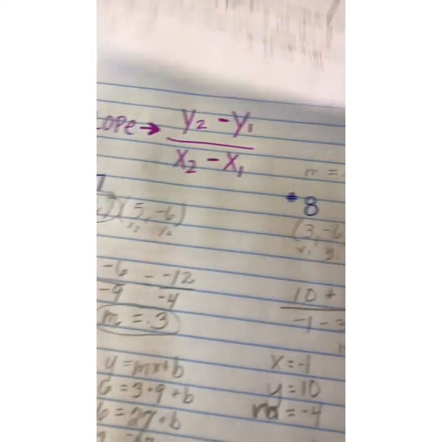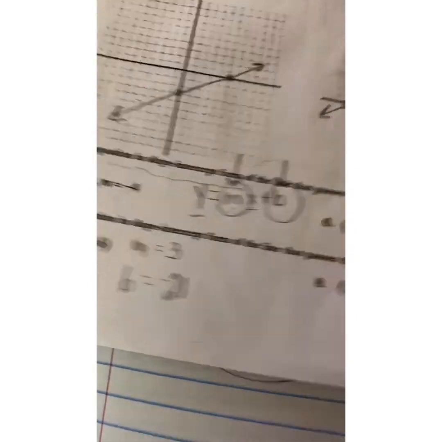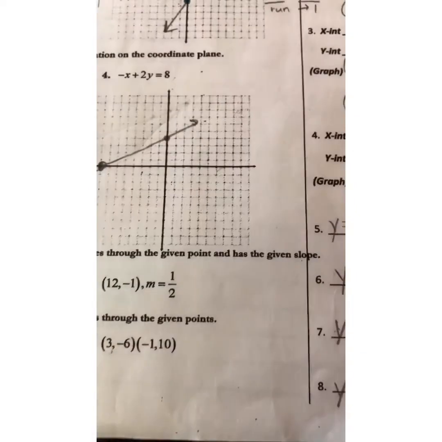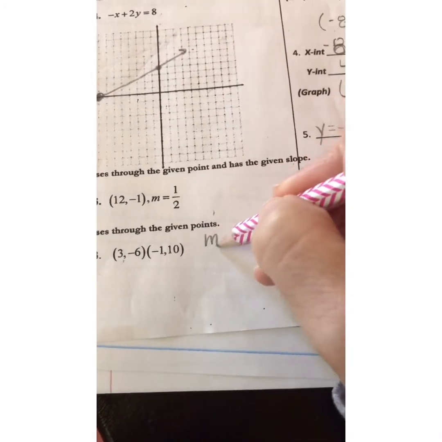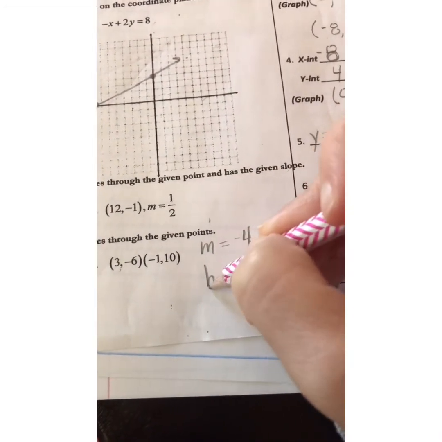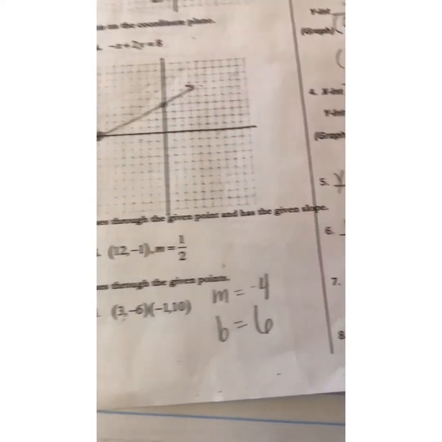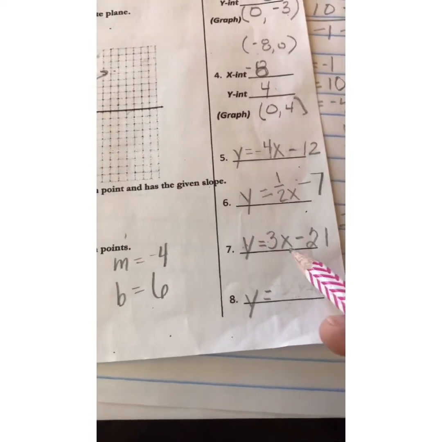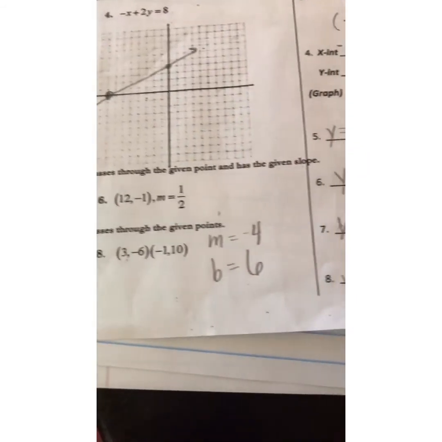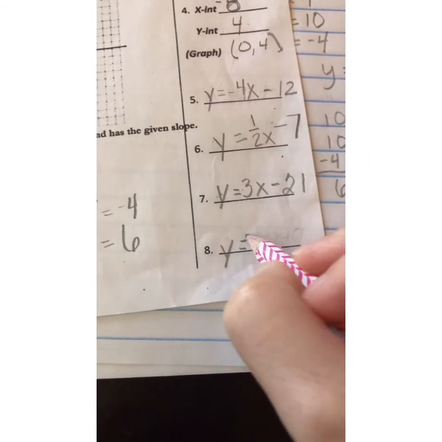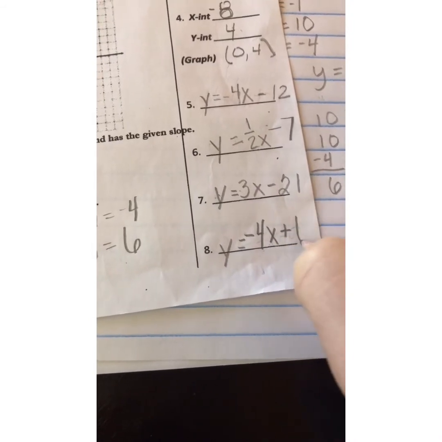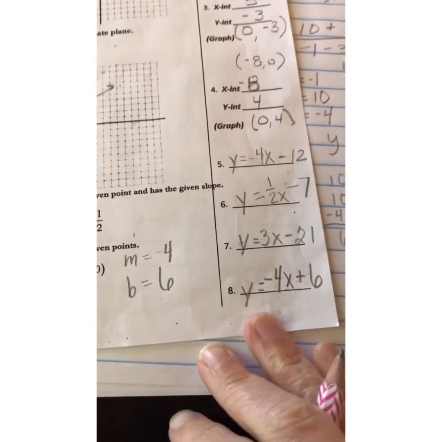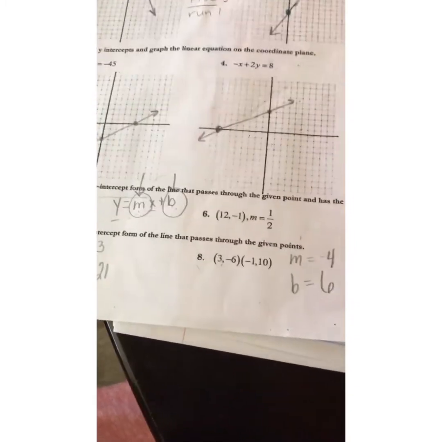And then I'm going to come over here. I'm going to write those two things down. So I got m is equal to negative 4, and my b was equal to 6. So that means now I can write in the equation. So again, the equation is in y equals mx plus b. So I put the m. So my m was negative 4 times x plus 6. And I'm done. And that's how you do 5, 6, 7, and 8.